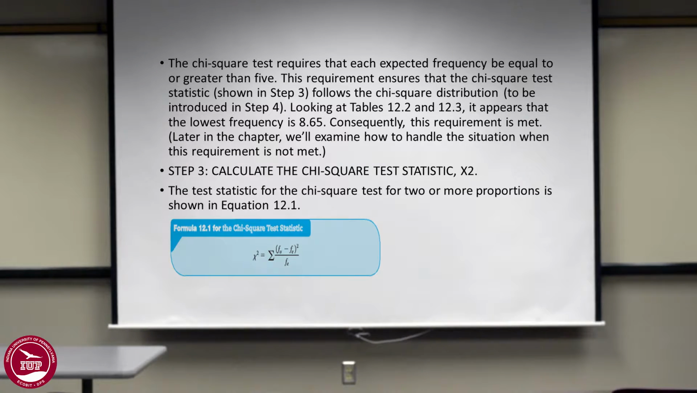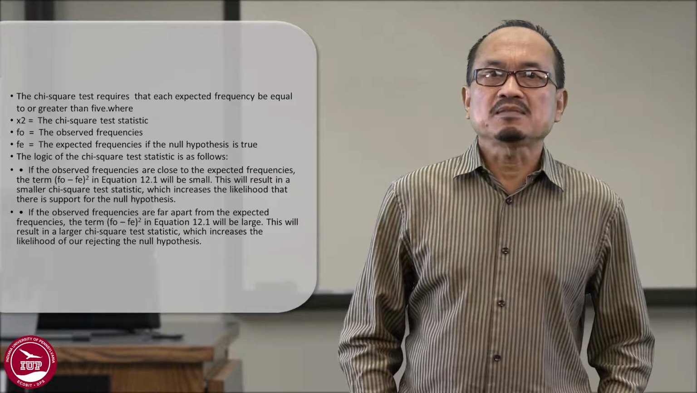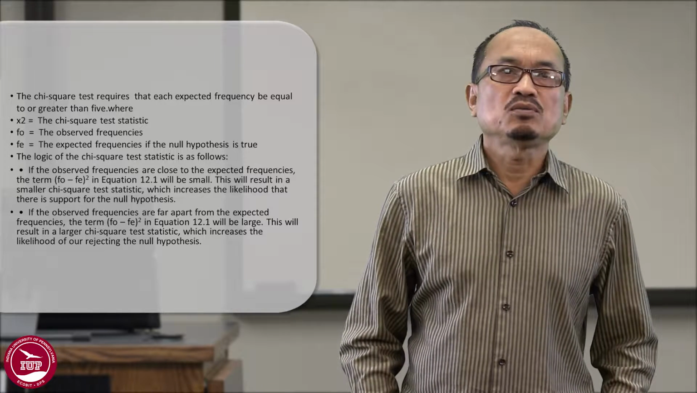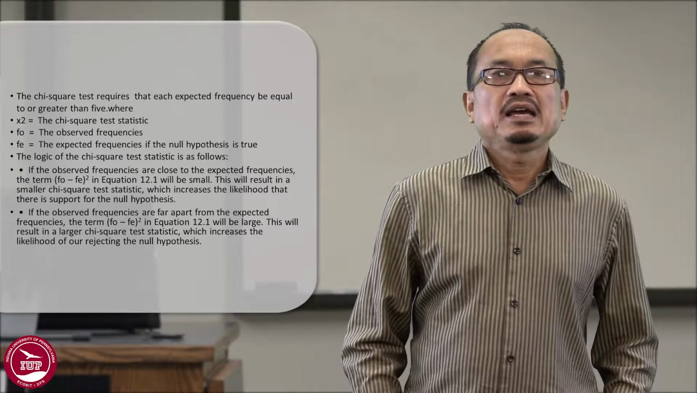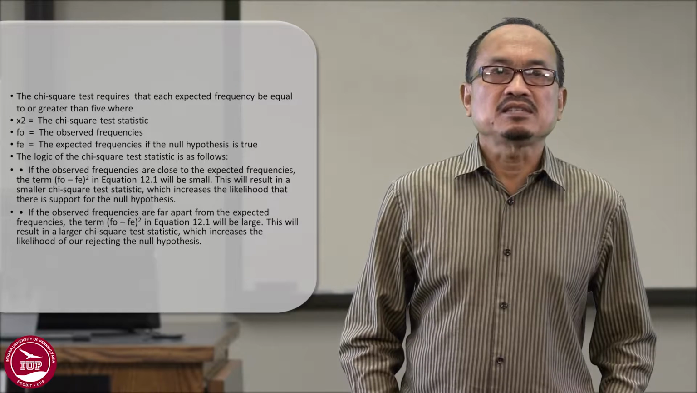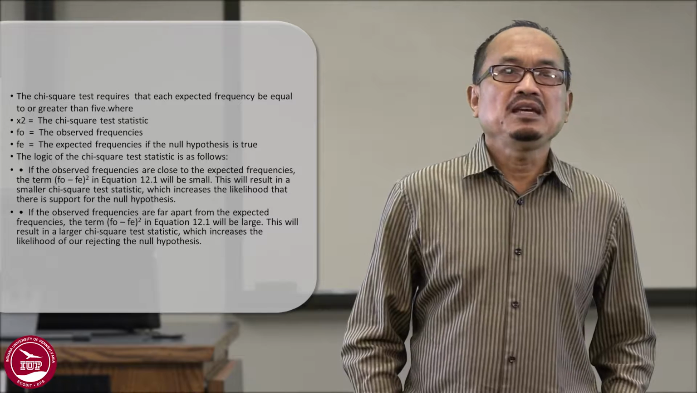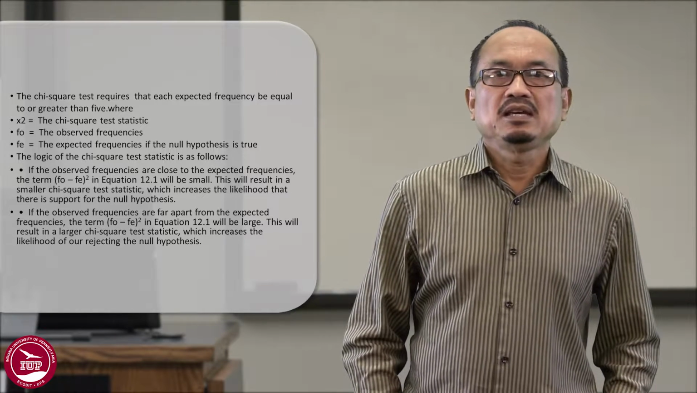Step 3. Calculate the chi-square test statistic, or X-square. The test statistic for the chi-square test for two or more proportions is shown in equation 12.1, where X-square is the chi-square test statistic, FO is the observed frequencies, and FE is the expected frequencies.